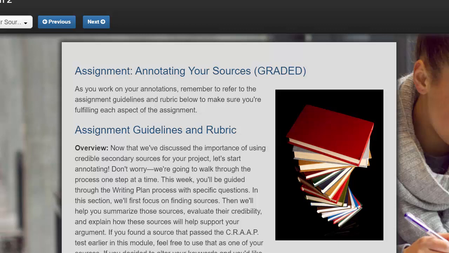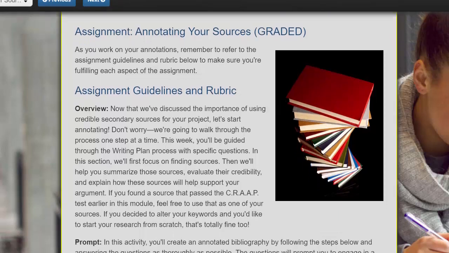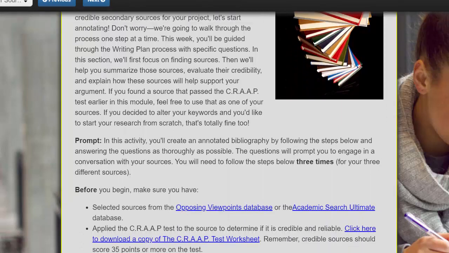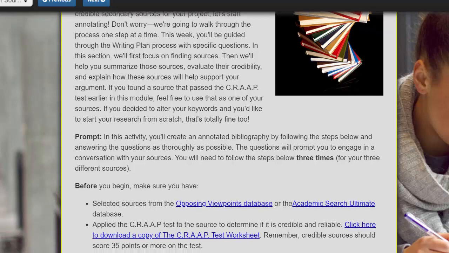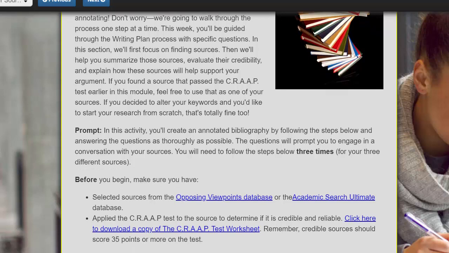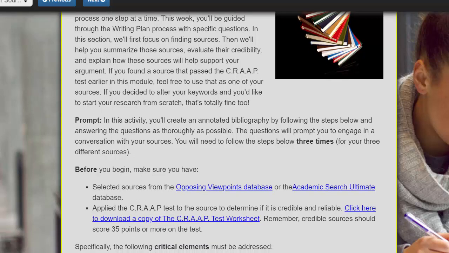Greetings. I just wanted to share a few thoughts about this week's assignment, particularly annotating your sources, which can be a little bit tricky. In this assignment, you're asked to find 3 sources for the annotated bibliography from the Opposing Viewpoints database or an academic search in the library.